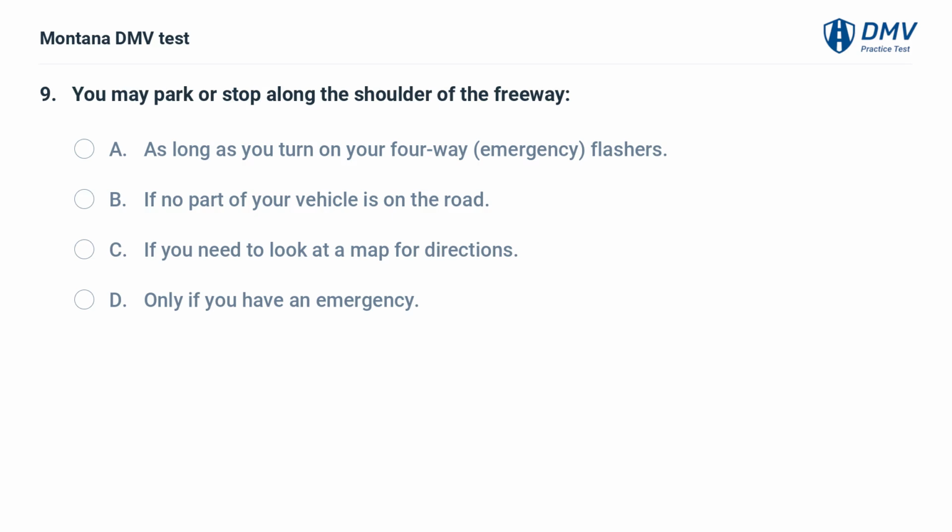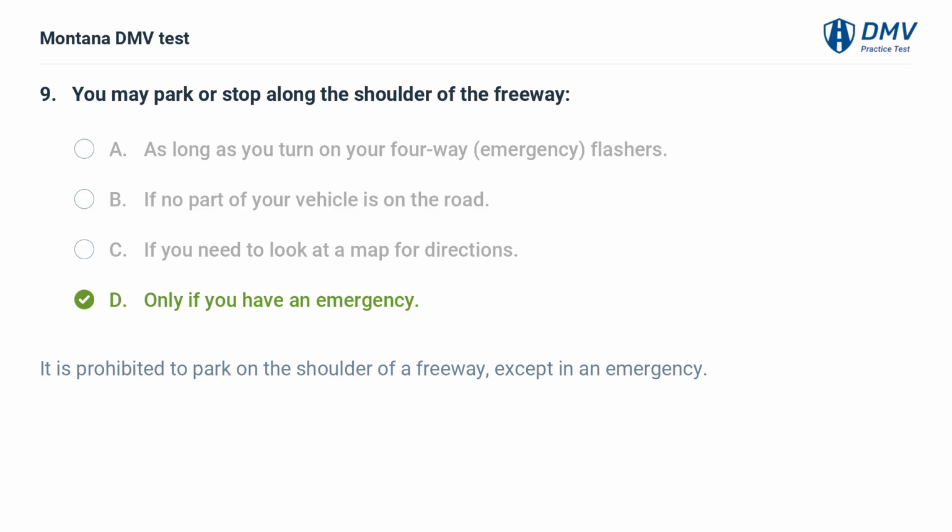You may park or stop along the shoulder of the freeway. A. As long as you turn on your 4-way emergency flashers. B. If no part of your vehicle is on the road. C. If you need to look at a map for directions. D. Only if you have an emergency. D. Only if you have an emergency.